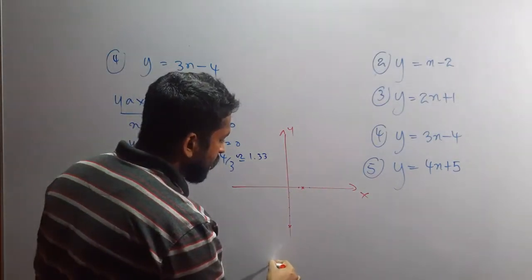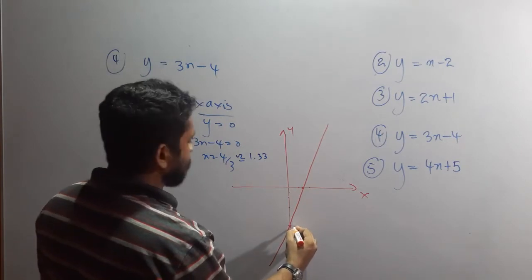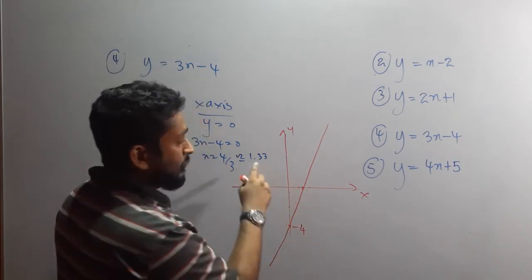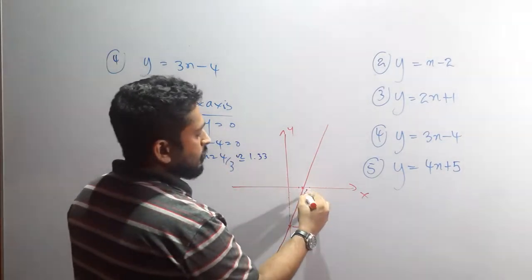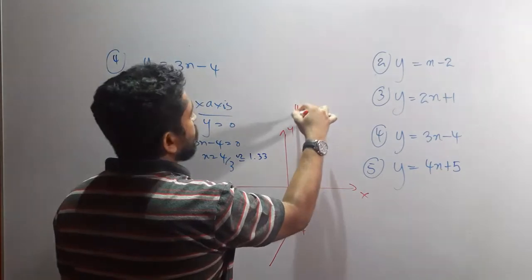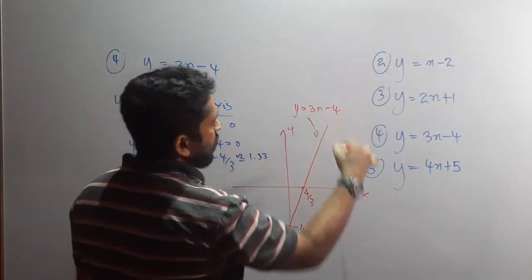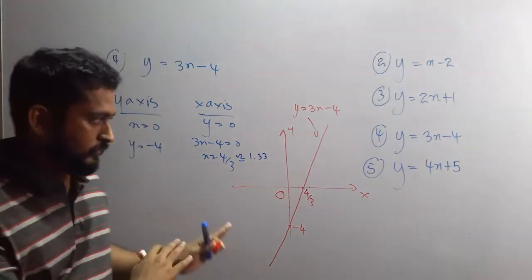Get those connected. So name this as minus 4. Never name this as the approximated value, but the fractional value. Then name the graph y equals 3x minus 4, and the origin for sure.